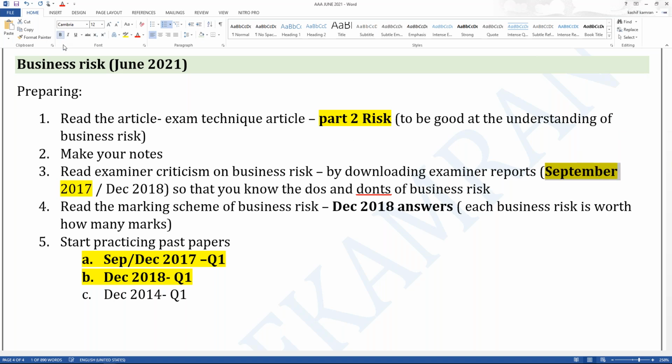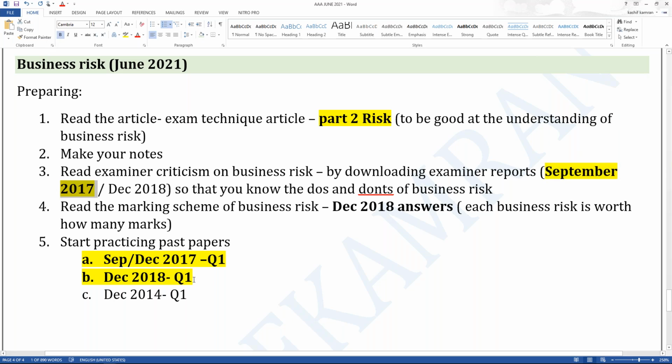I'm writing the right months. September 17 is the examiner report and December 17 is question number one, right? So are you all clear?